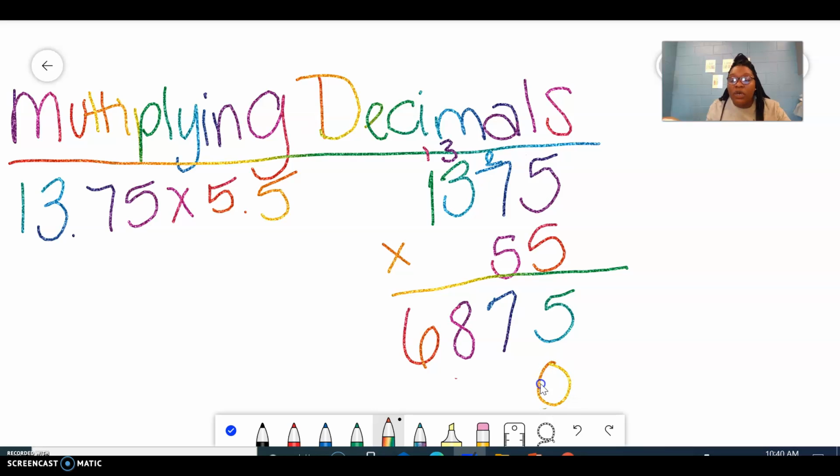We have to also multiply by the other 5. So we put this 0 here, and I put a strike through it to hold my place there. And now let's do our same math again.